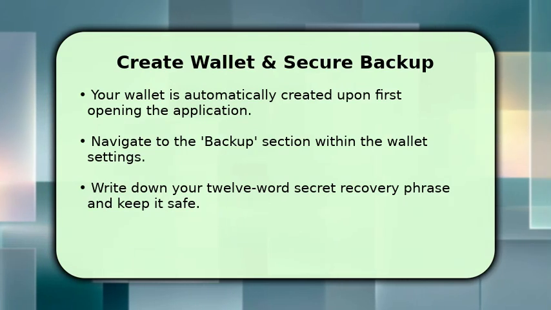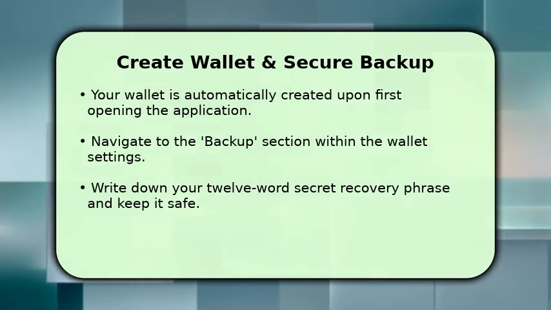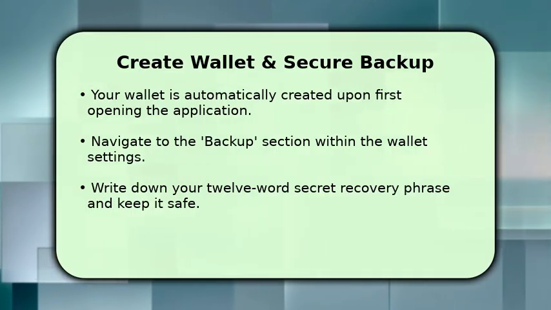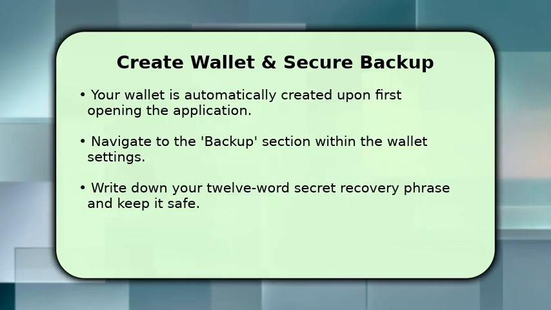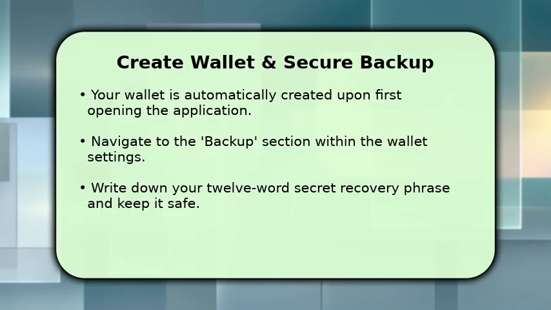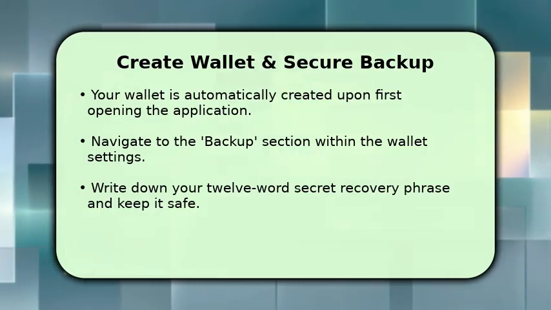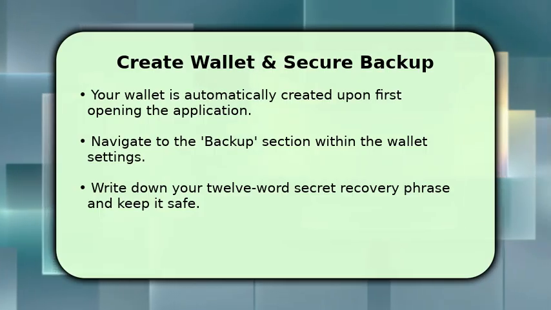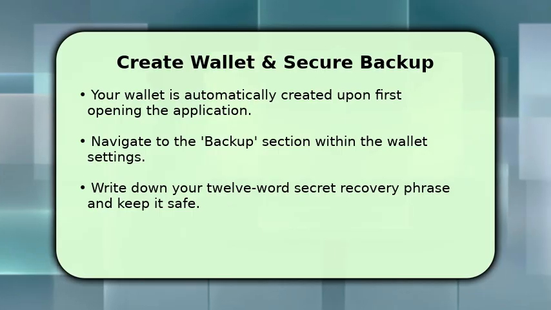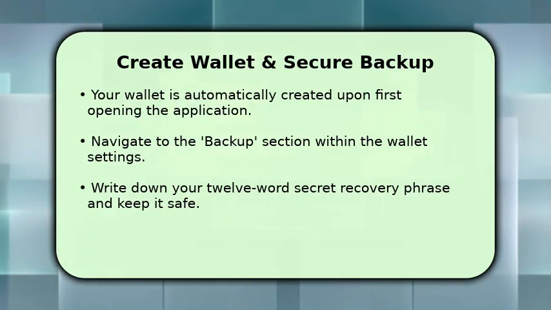Upon opening Exodus for the first time, your wallet is automatically generated. There's no need to create an account manually. The most critical step now is to secure your funds. Go to the backup section in the settings. Here, you will find your 12-word secret recovery phrase. Write this down precisely and store it in a very secure offline location. Also, set a robust password to protect your wallet from unauthorized access. This phrase is your ultimate key.